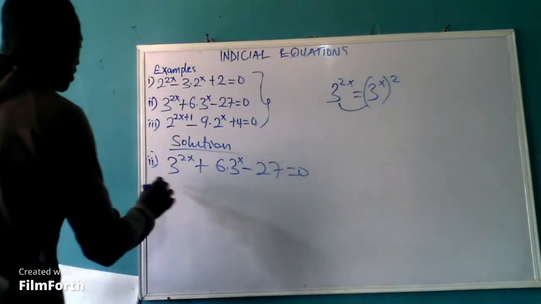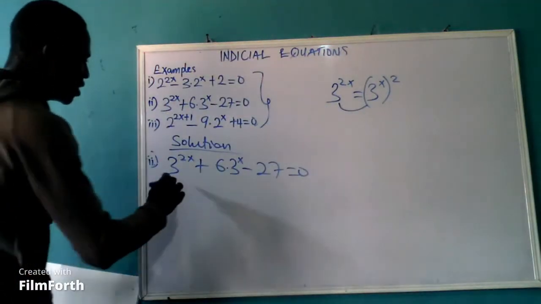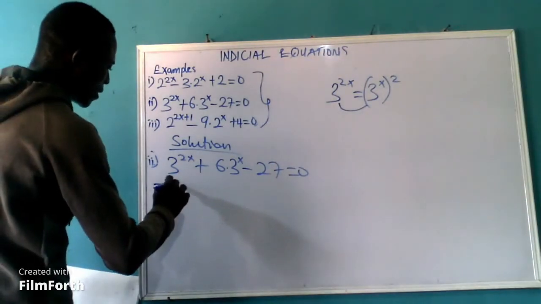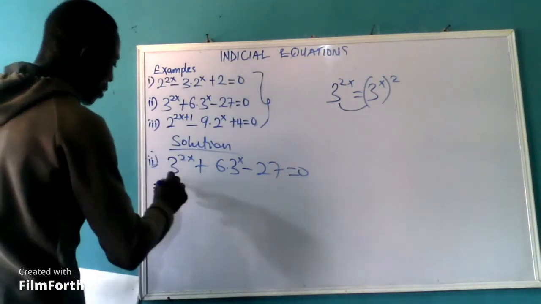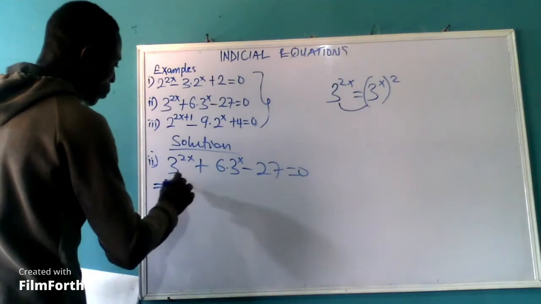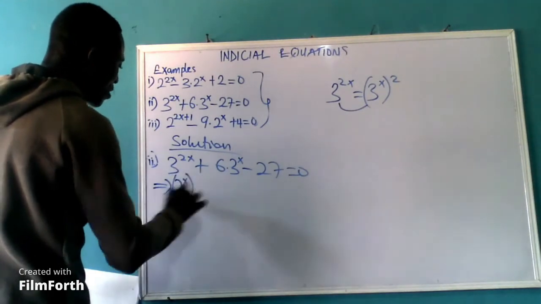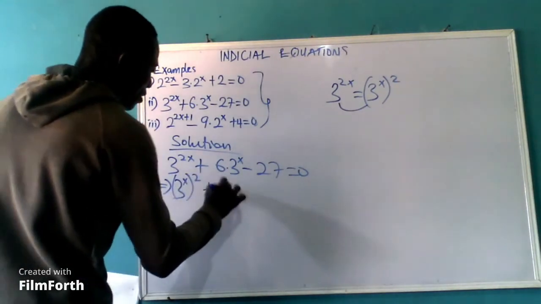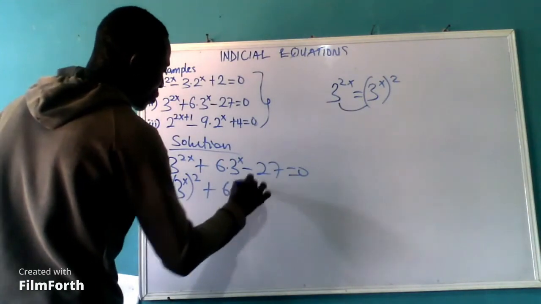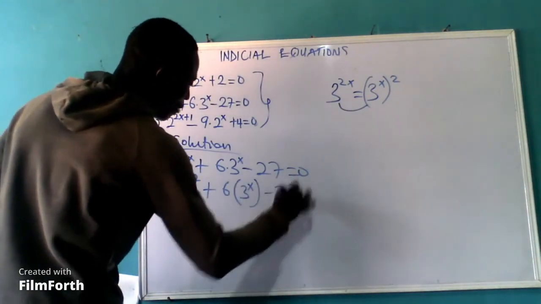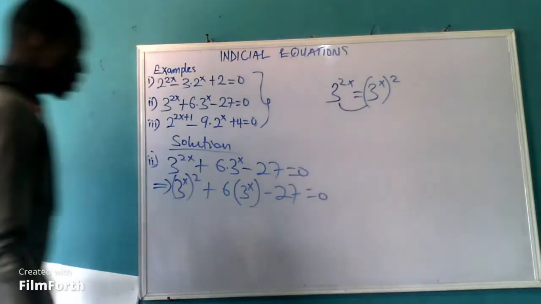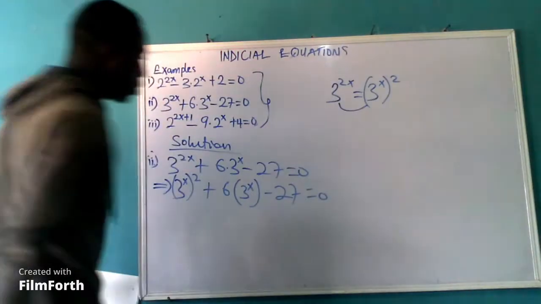And if I do that, you see that this equation is rewritten as 3 raised to power x, everything raised to power 2, plus 6 into bracket 3 raised to power x, minus 27 equal to 0.